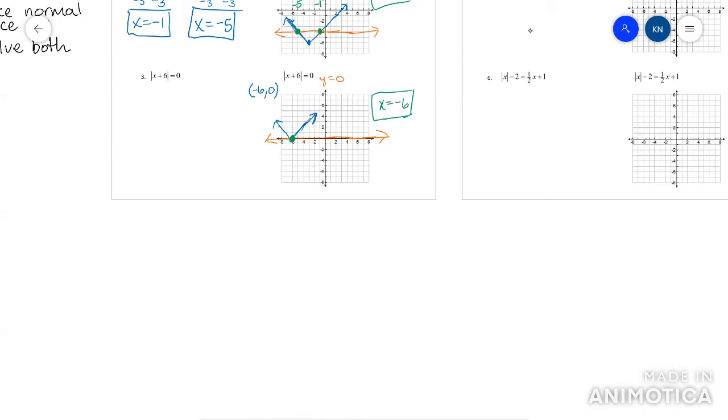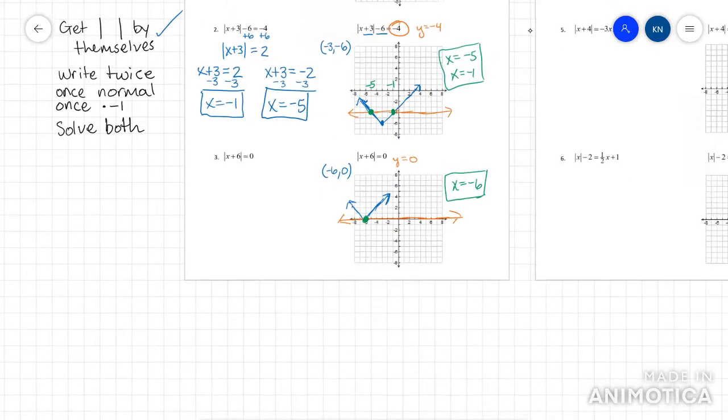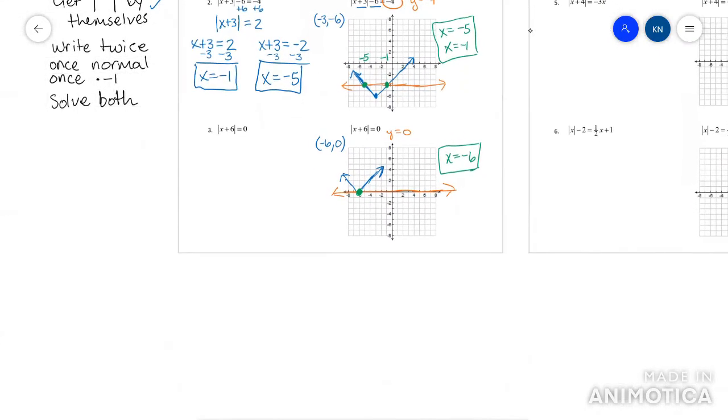Notice on this one, there's only one answer. It happens sometimes. If I was solving this algebraically, I would want to get my bars by themselves on this left side of the equal sign. They already are. So I'm ready to go to my next step, which was write twice, once normal, once times negative 1. So it'd be like x plus 6 equals 0 once normal, and x plus 6 equals 0 times negative 1. Well, 0 times negative 1 is 0. So I basically just wrote the same thing twice. I don't need that second one. Just go solve this one. Minus 6, x equals negative 6.